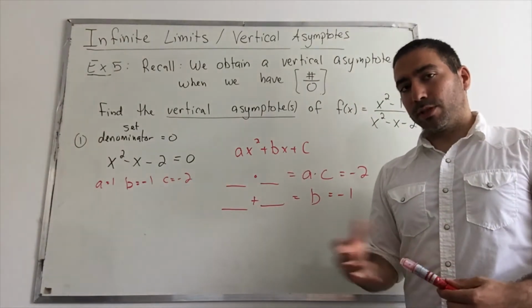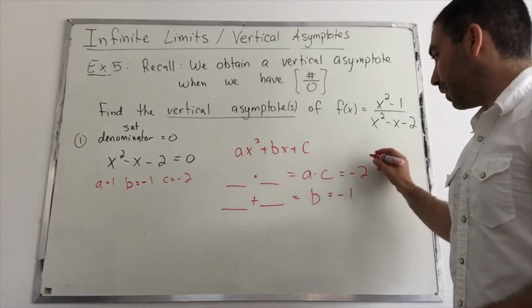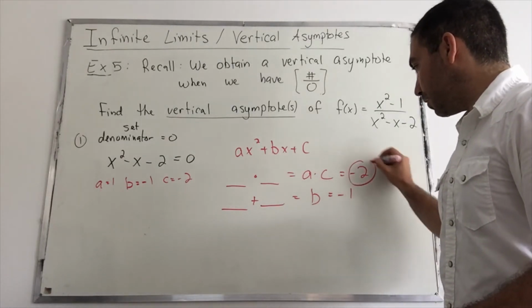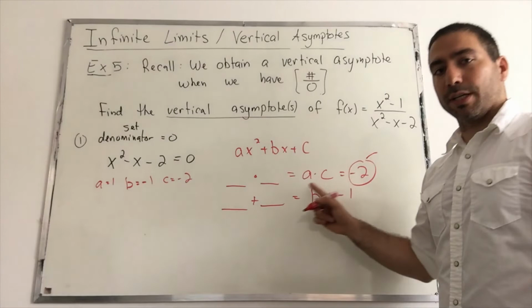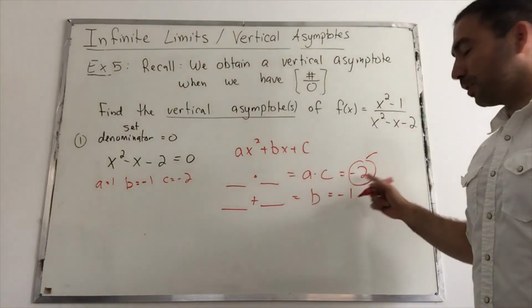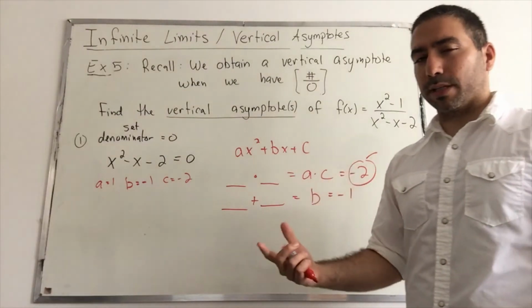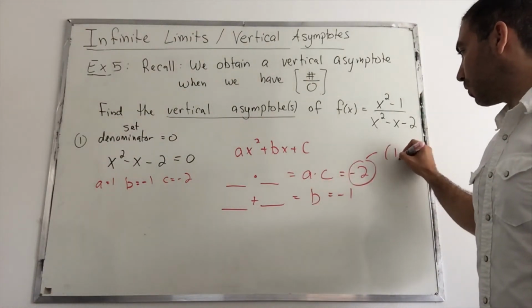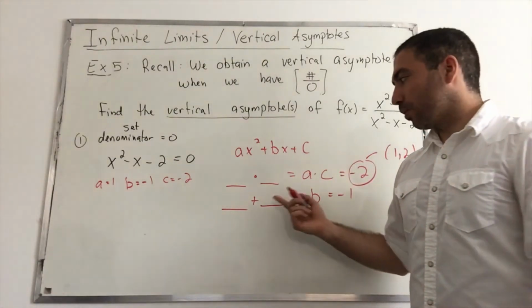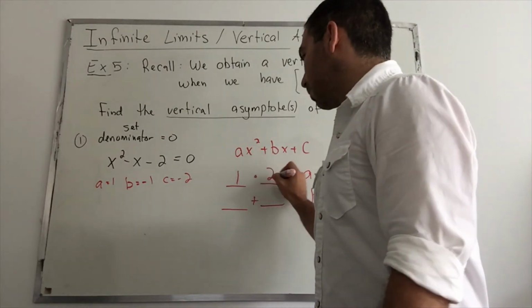A trick to make this a bit less complicated is to write down the factors of your a times c. So in this case, the factors of 2. Ignore the sign for 2 seconds, just look at the number. We have a 2. Write down the factors of 2. The factors are 1 times 2. That's all that we have. So we know the numbers here are going to be 1 and 2.